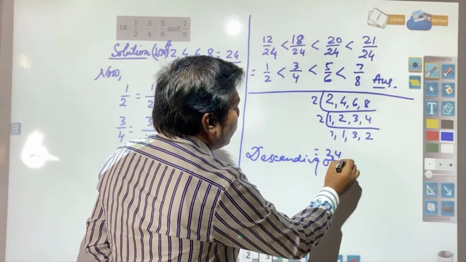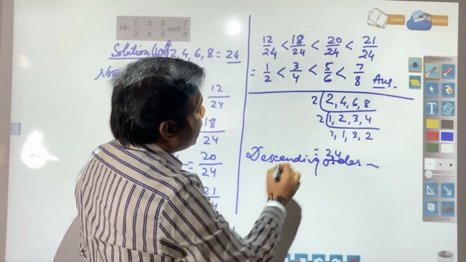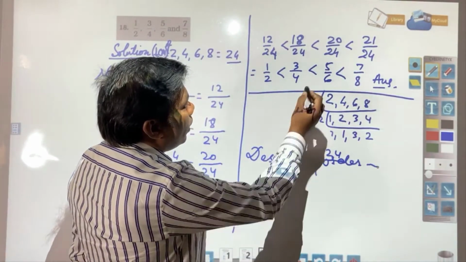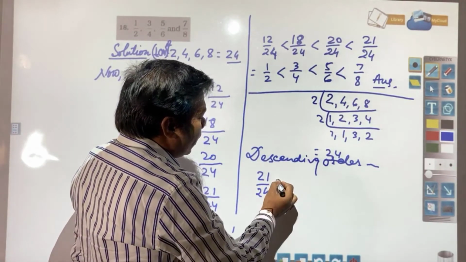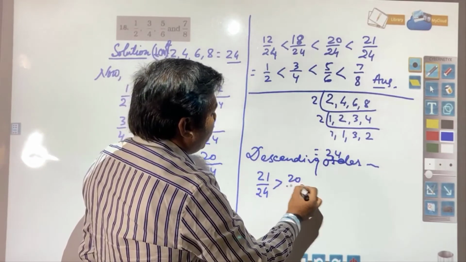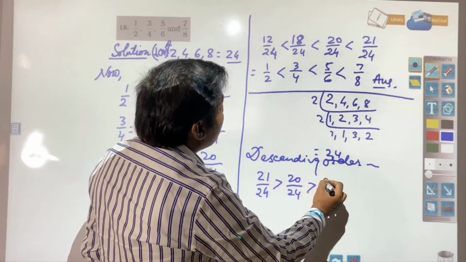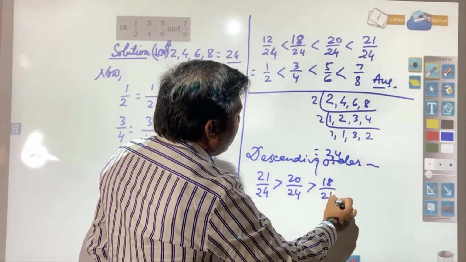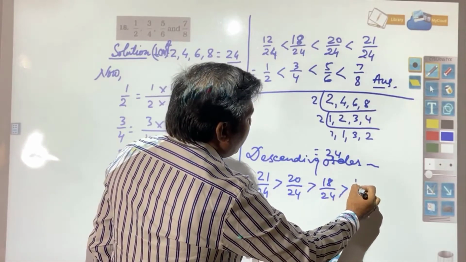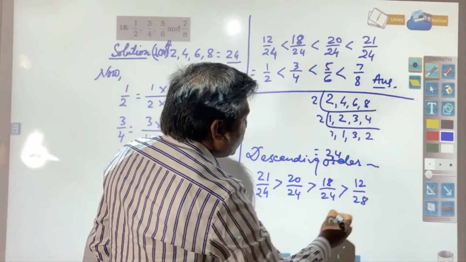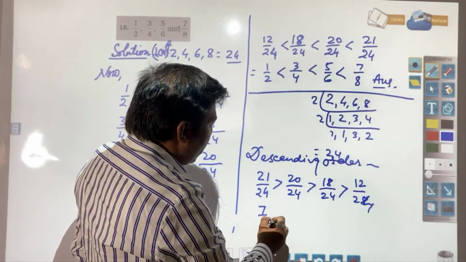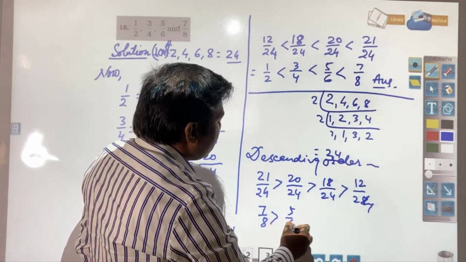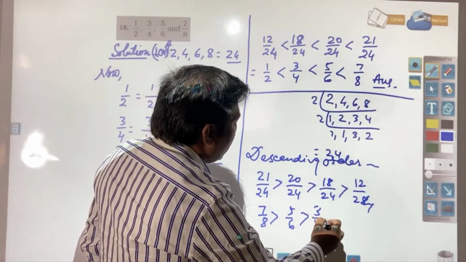Then what would you do? In that case your answer would be 21 by 24 because this one is greater, and then 20 by 24, and then 18 by 24, and then 12 by 24. So your final answer would be 7 by 8, 5 by 6, 3 by 4 and 1 by 2.